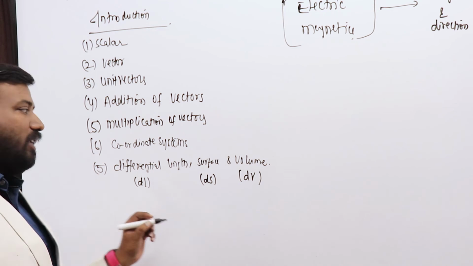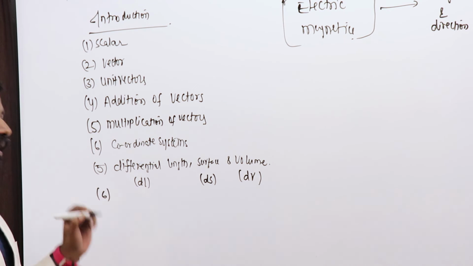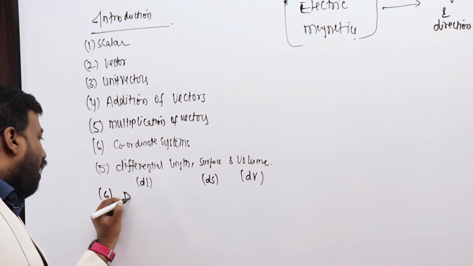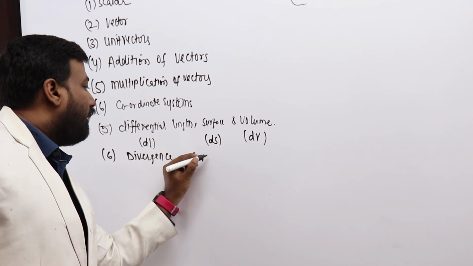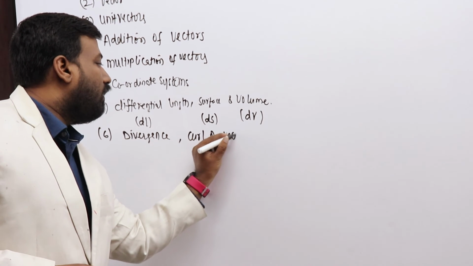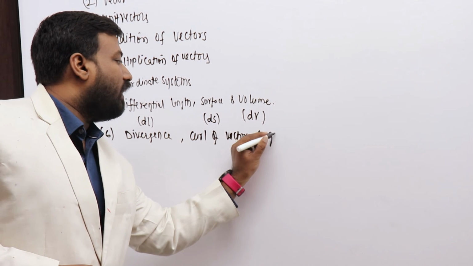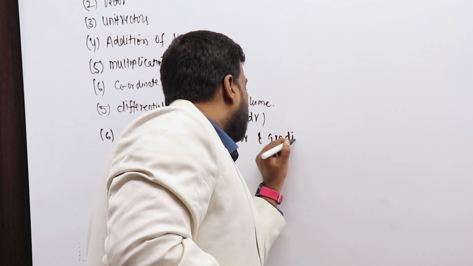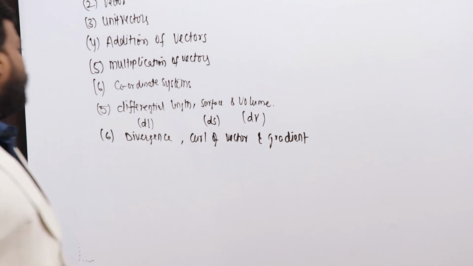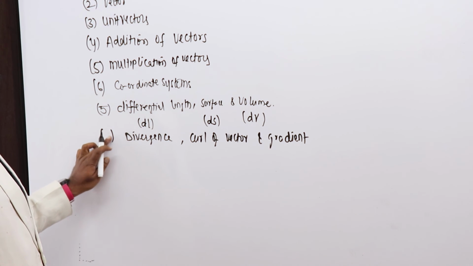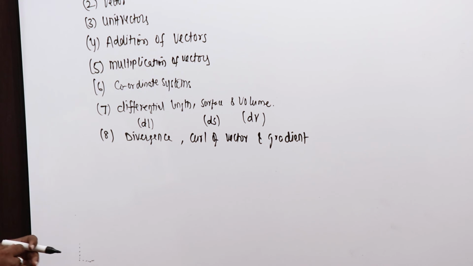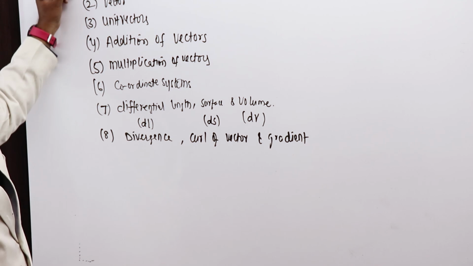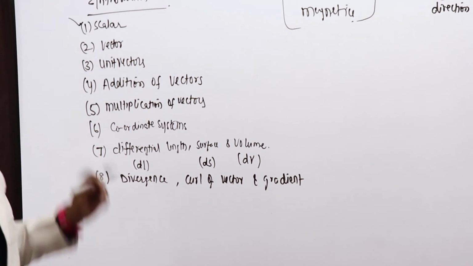And once we are trying to evaluate the functionality of these vectors, we come across evaluation of divergence of the vector, curl of vector and gradient of vector. These are the basic components for us, which include the introduction for EMF theory. So we start with the scalar quantity.